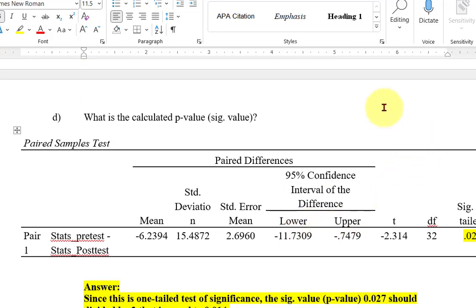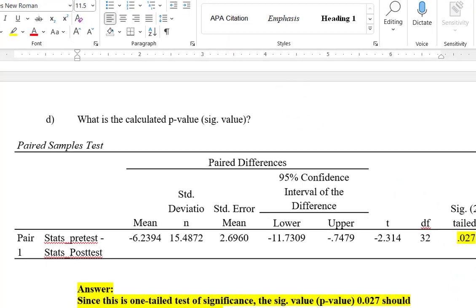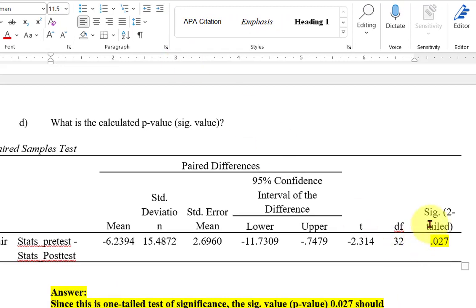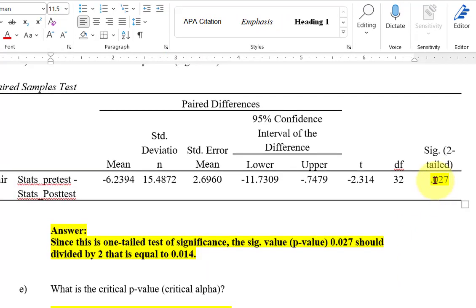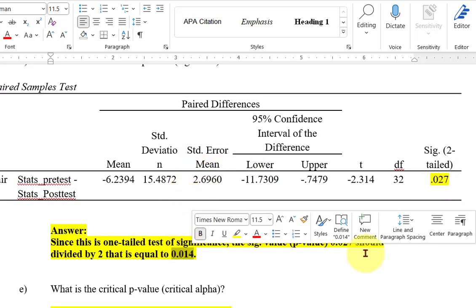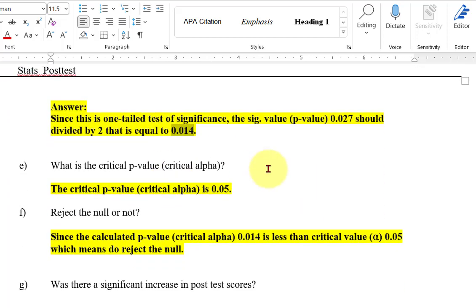And there again is the calculated p-value. Let me see if I can get this over a little here before you. But that's a two-tailed. We got to divide that by 2 to get a one-tailed, and that comes out to be just rounded off to 0.014. Critical alpha again is 0.05.